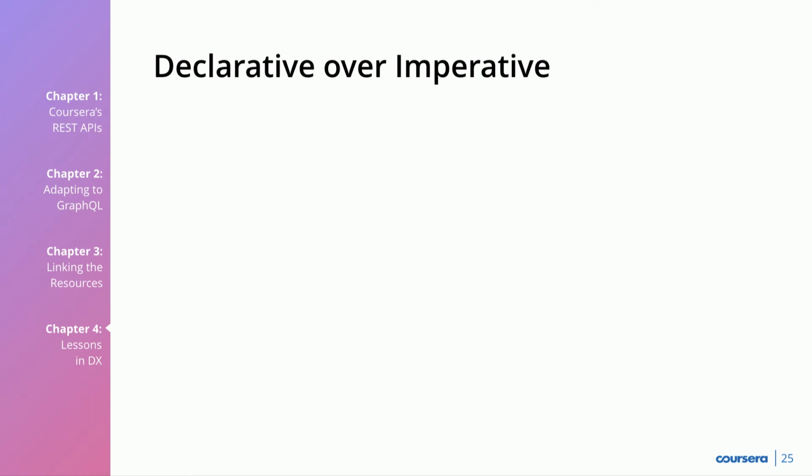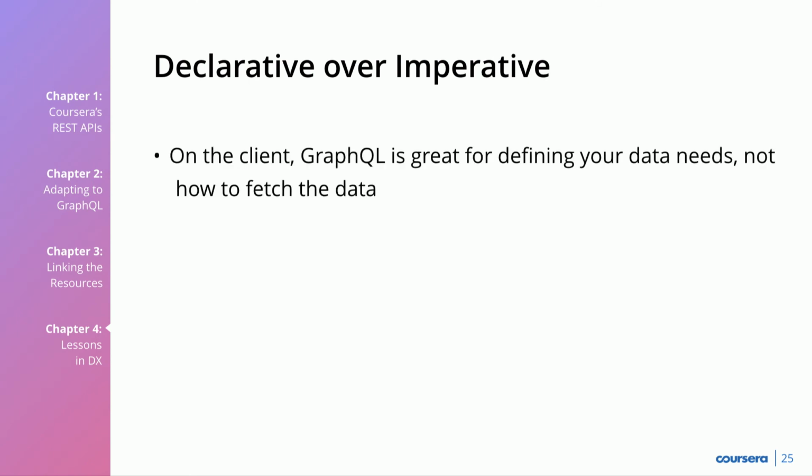And the first thing that was super important for us is declarative over imperative. GraphQL is super popular on clients because client developers don't want to know, or don't need to know, how to go fetch the data. They specify the data that they want and then trust that there's some other system that will get them that data. That's why client developers love GraphQL. They write that they want the courses, they write that they want the instructors, and then it all just happens for them. We really wanted that also for backend developers.